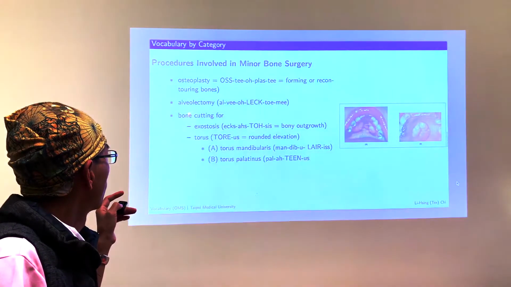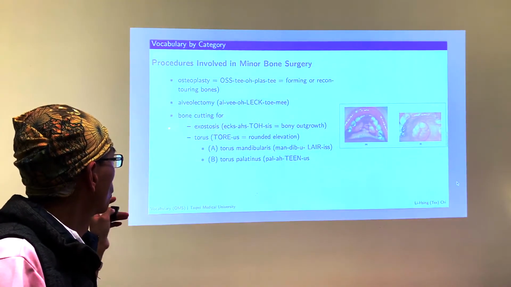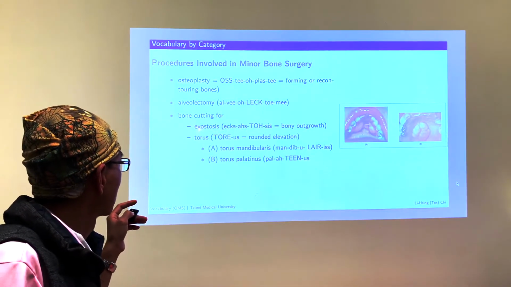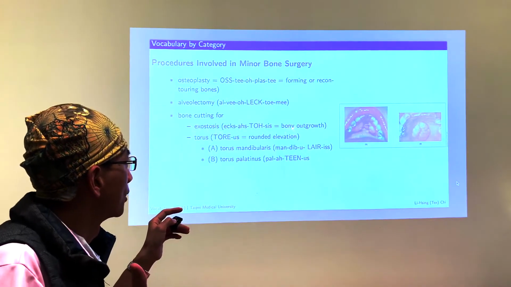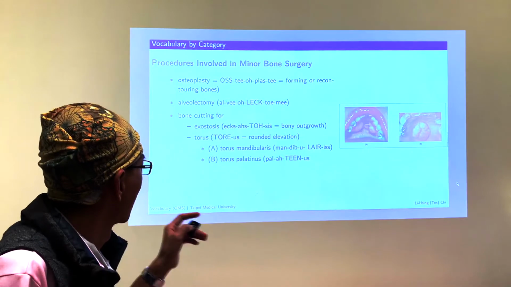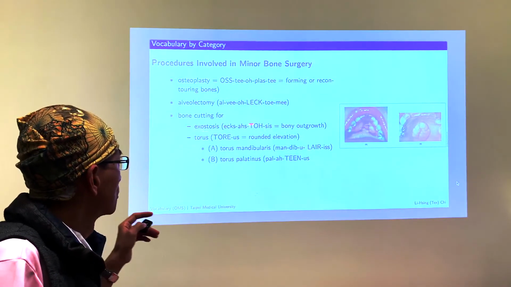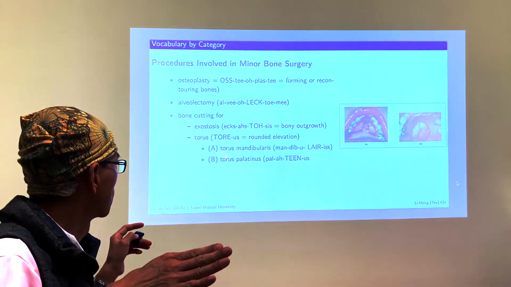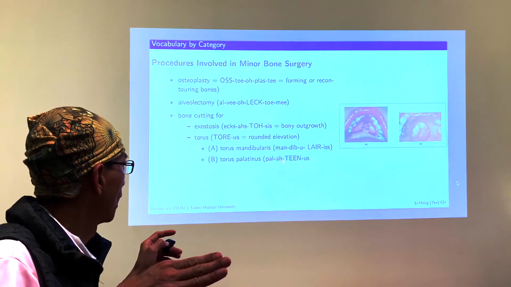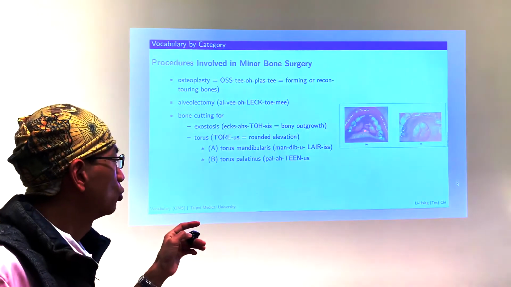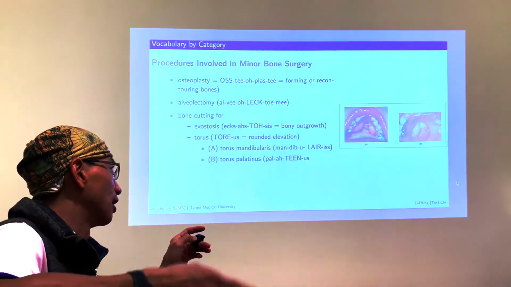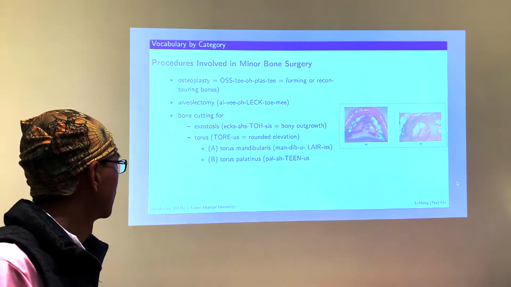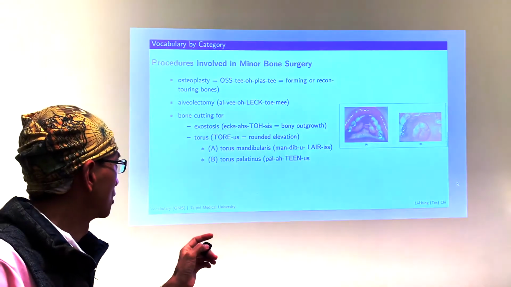And why are we cutting the bone? Another reason is for the exostosis. Exostosis is a bone outgrowth, for example, here. And for the spatial position on the palate, we can say that is a kind of torus palatinus here on the palate. And also, if on the lingual surface of the mandible, we can say torus mandibularis. Torus and exostosis.